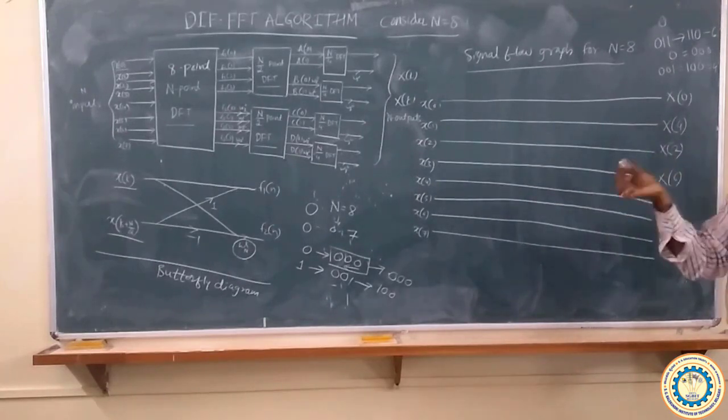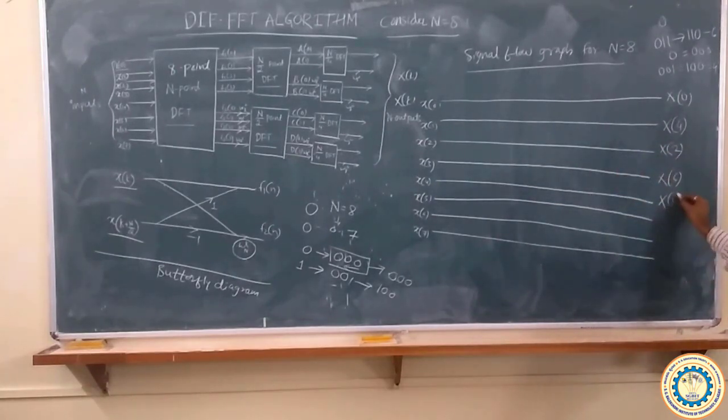So bit reversal is 0 0 1. That is x of 1. And I have x of 5, which is 1 0 1. Bit reversal is 1 0 1, so this will be the same. That is x of 5.